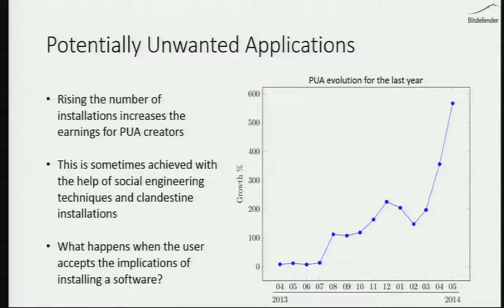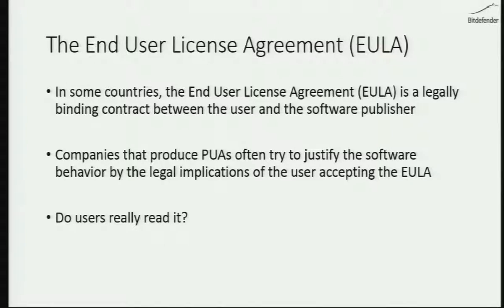Some of them, and most of them actually, benefit from the fact that they present an end-user license agreement to the user. So what are the implications of the user accepting such a document? Well, in some countries, the end-user license agreement is a legally binding contract between the user and the software publisher. And I think this is the case for the US, if I'm not mistaken. So companies actually tell a story, let's say. It's a rather slimy way of saying this, but they actually tell a story about what the software will do and how it will interact with the user, because once the user accepts the end-user license agreement, it actually accepts all the implications of it. So, do users really read this document knowing its importance?